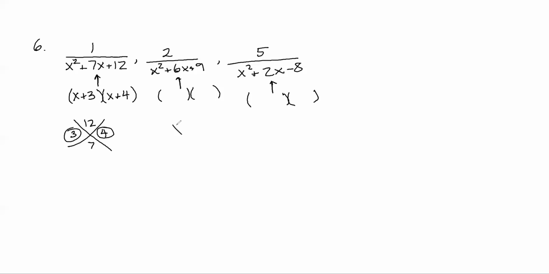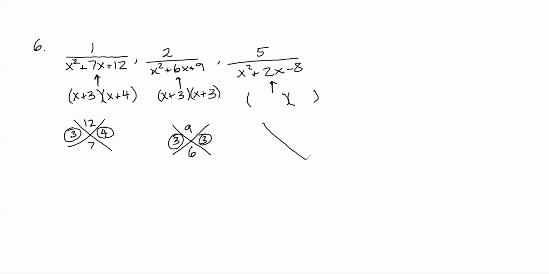In our second fraction here, we're going to be multiplying to 9, adding to 6. So 9, we have 1 and 9, or 3 and 3. 3 and 3 add up to 6. So we have x plus 3 and x plus 3. You should see some kind of common factors between the 2 of these so far.